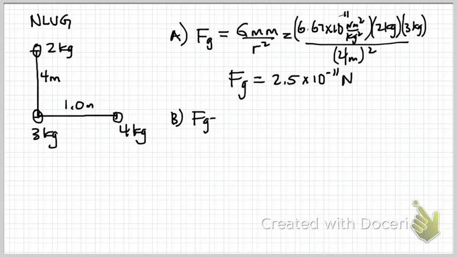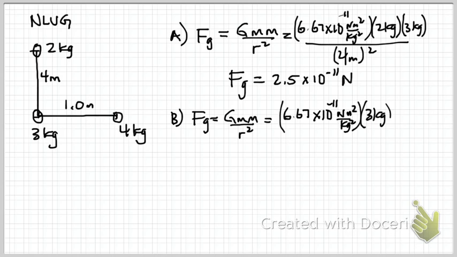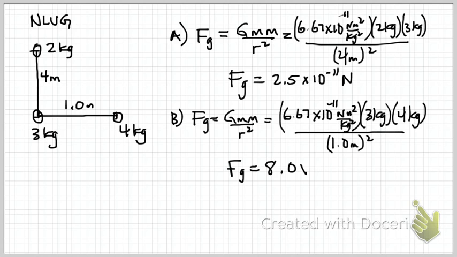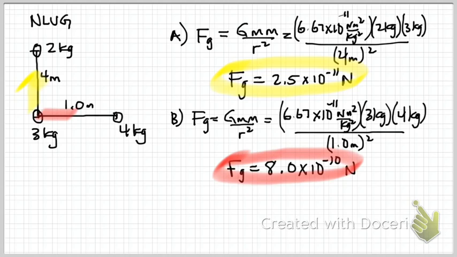So now we'll look at the 3 and the 4 kilogram mass. Same equation, Fg equals Gmm over r squared. We're going to apply the gravitational constant, multiply it by those masses, the 3 kilogram mass and the 4 kilogram mass. And all of this is to find out what's the net force on the 3 kilogram mass there in the corner. When we calculate this out, we get 8 times 10 to the negative 10th newtons.